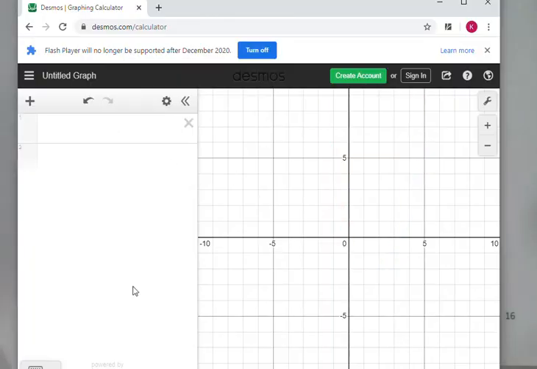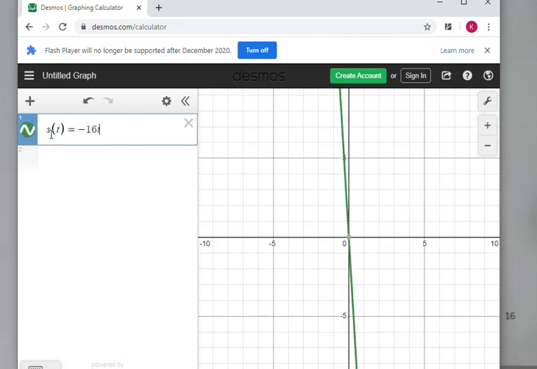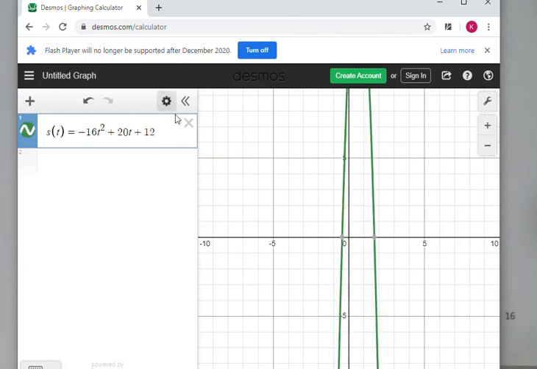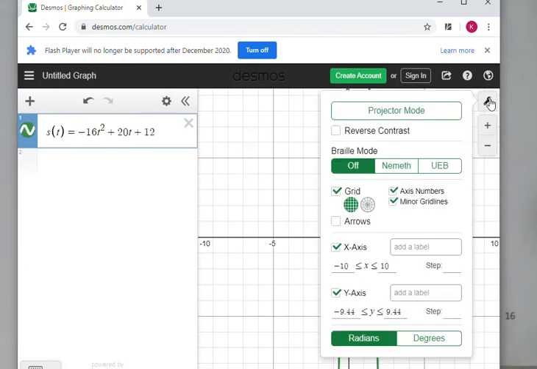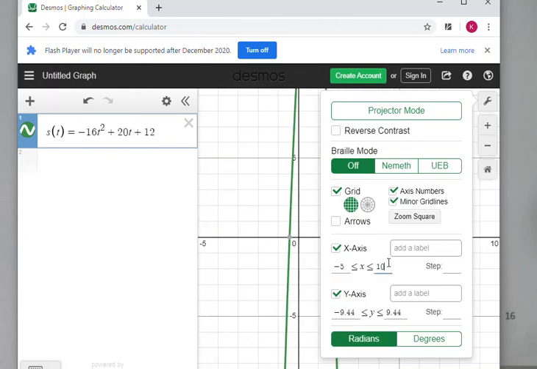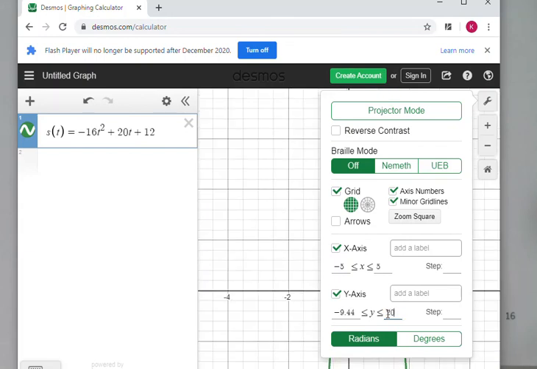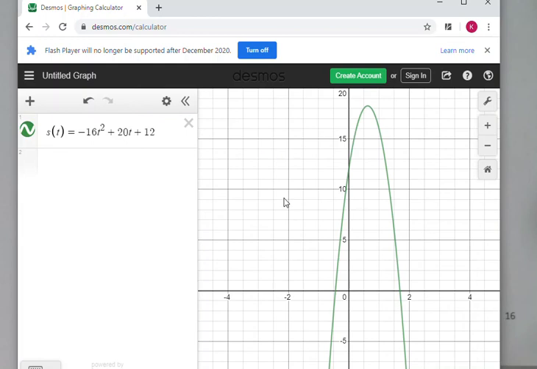If I go ahead and graph my position function, s of t is negative 16t squared plus 20t plus 12. It's not a great window. I could fix that a little bit. I don't need nearly as much on my x-axis. Let's just go maybe from negative 5 to 5. We have plenty. But I needed to go up a little higher in the y direction. I'm going to go up to 20 on the y-axis. There we go. That's a little bit better.